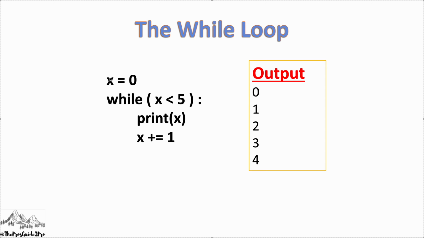So this is another example, x equals 0. While x is less than 5, print x, and then x plus 1. So x starts off as 0, so we'll print 0, and then add 1 to x, and it'll go on until we hit the number 4, and then once we add 1 to 4, 4 is not less than 5.